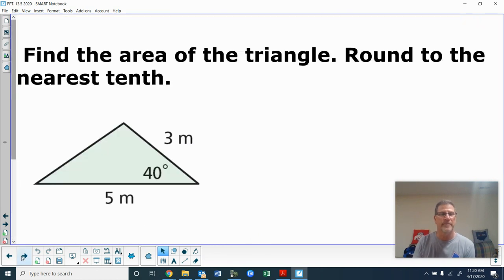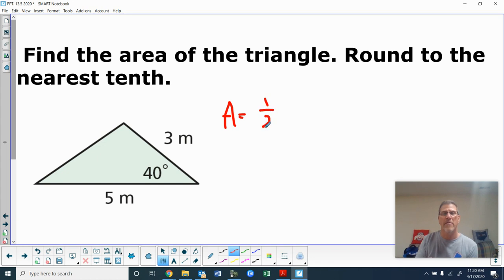So let's do one. Here are two sides, and there's the included angle. So area equals 1/2 times 3 times 5, the two sides, times the sine of 40. And that'll give us our area. They said to the nearest tenth. So I go to my calculator.